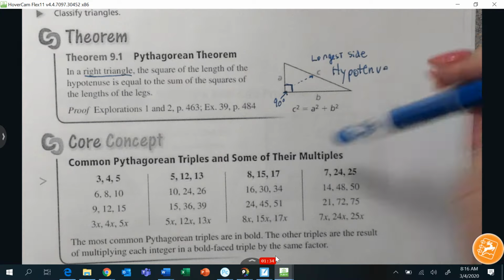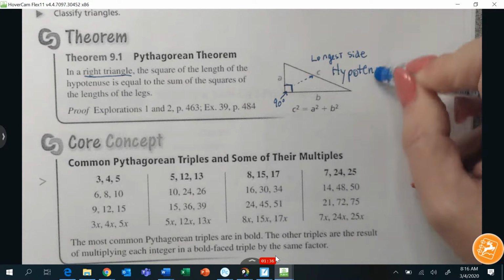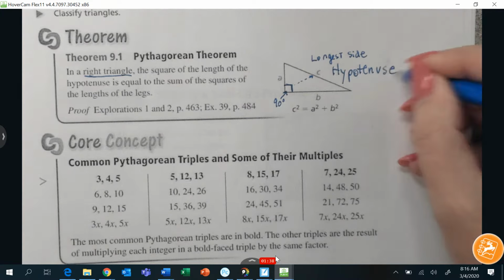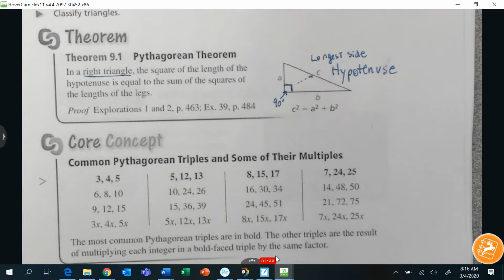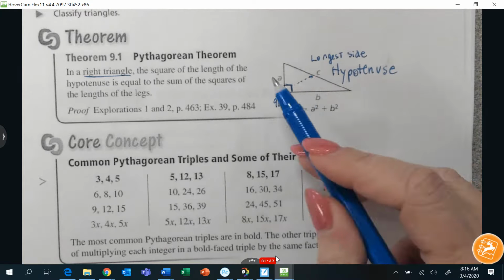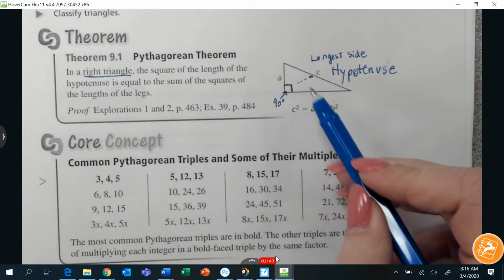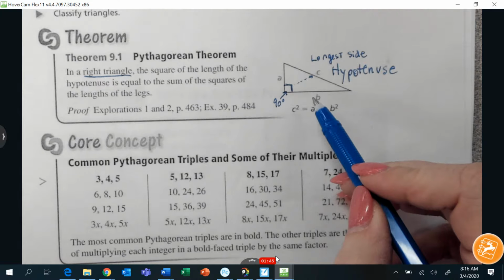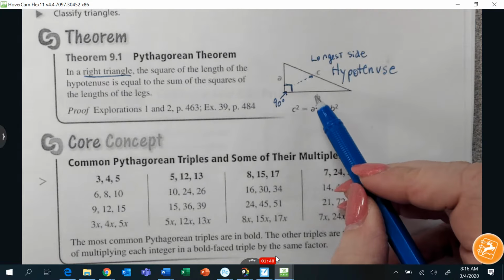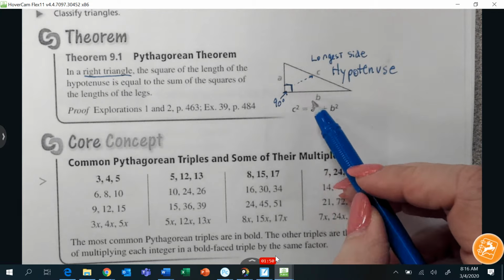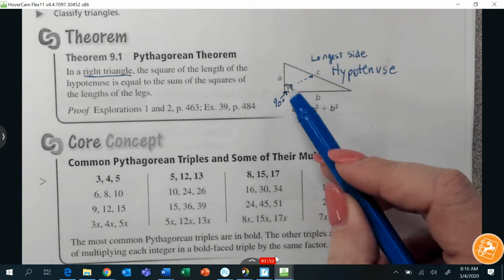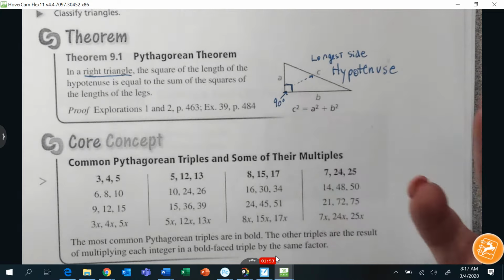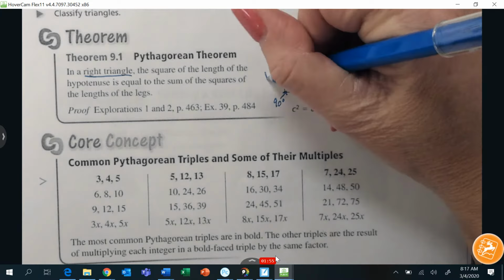Did you just read that, or did you remember it? All right. So the hypotenuse. Now the other two sides, sometimes they are the same length, sometimes they're not. It does not matter which side is A and which side is B. They are both called legs.